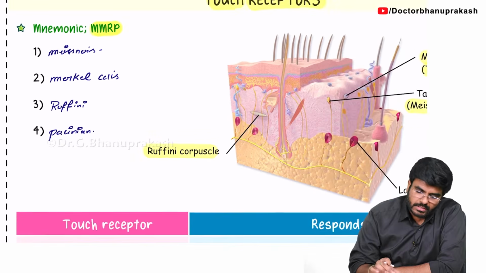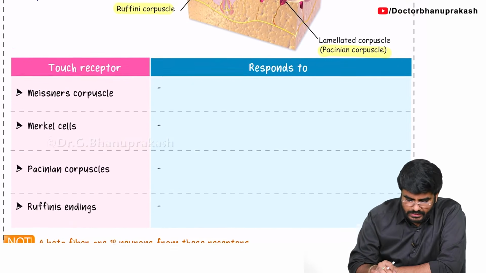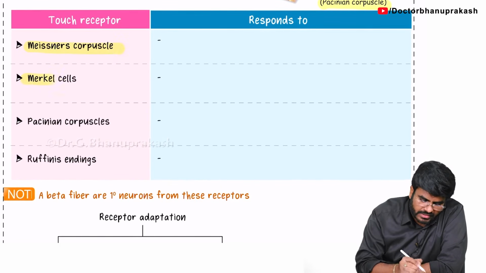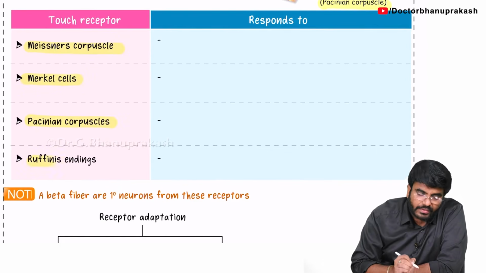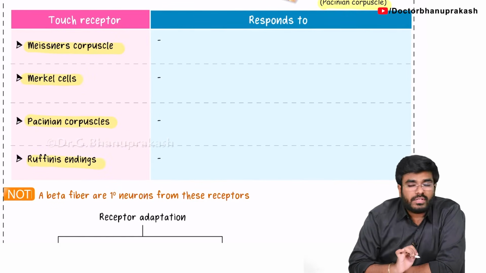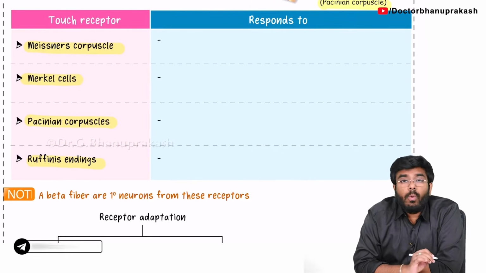Now how are the questions going to come up in your exam? How can you expect the MCQs? See, they will ask you about the different types of touch receptors. They will detect different forms of touch. So these different types of touch receptors are going to detect different forms of touch. For example, they will ask Meissner's, what is it going to detect?